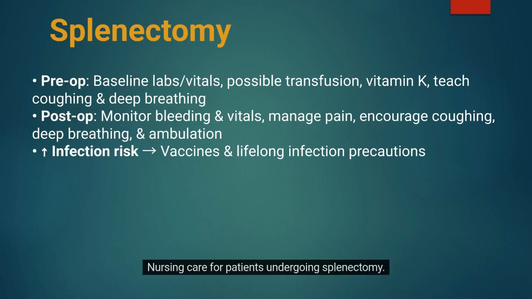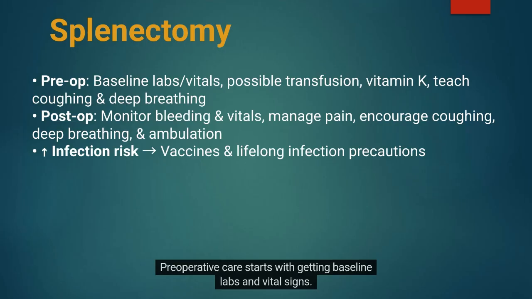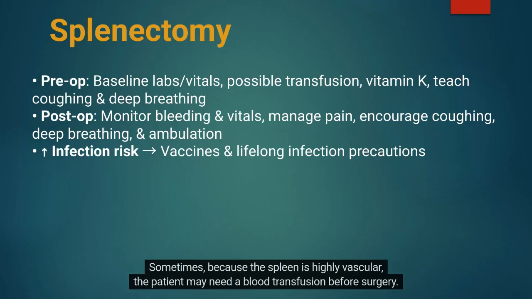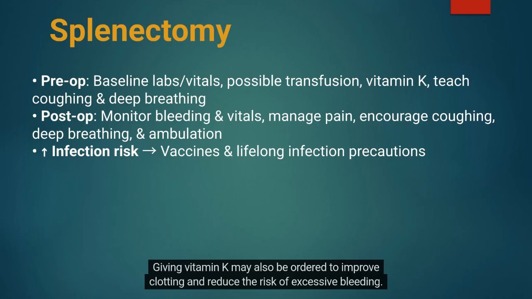Nursing care for patients undergoing splenectomy. Preoperative care starts with getting baseline labs and vital signs. This helps us compare post-op values to identify complications early. Sometimes, because the spleen is highly vascular, the patient may need a blood transfusion before surgery. Giving vitamin K may also be ordered to improve clotting and reduce the risk of excessive bleeding.